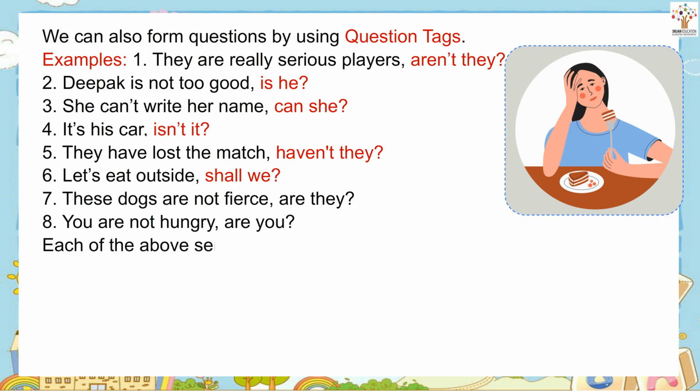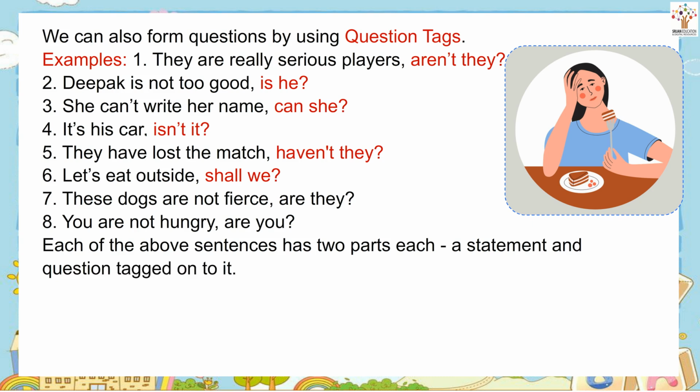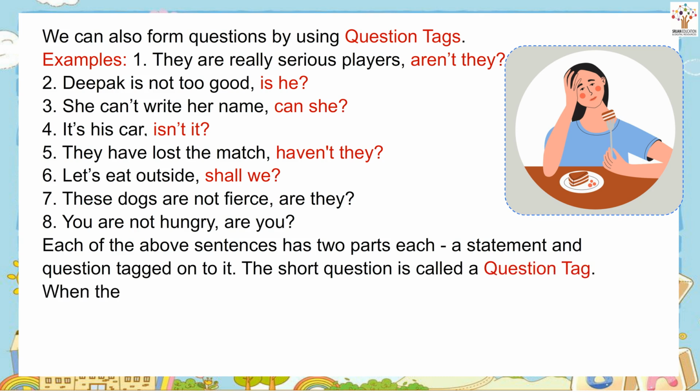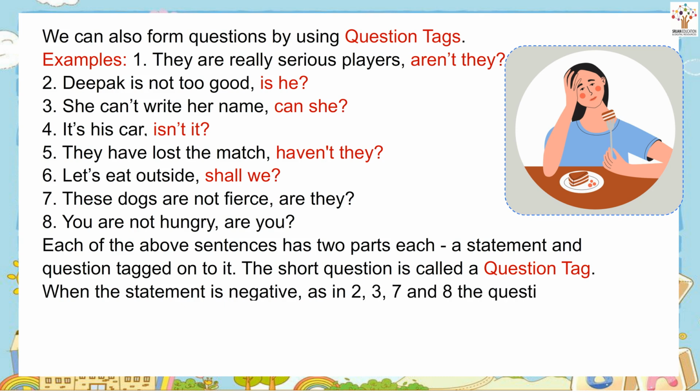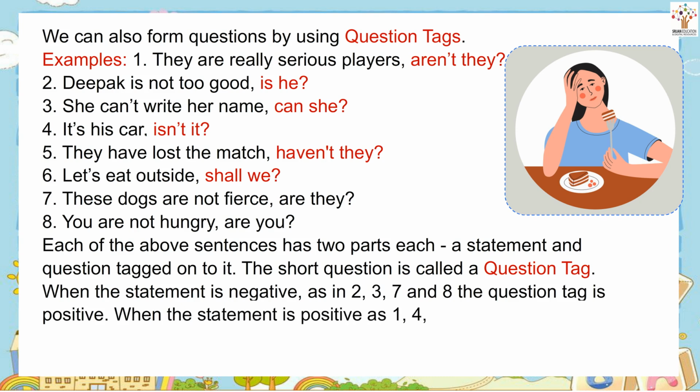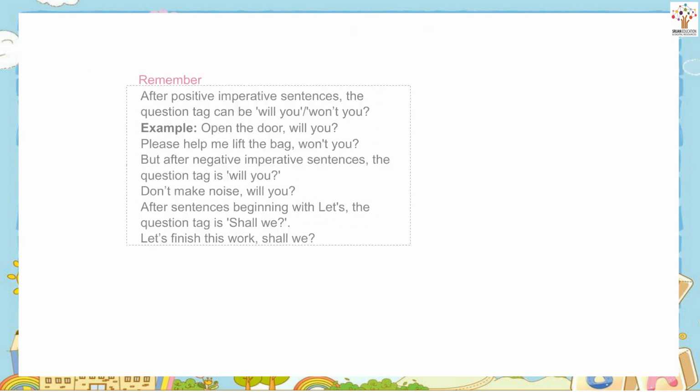Each of the above sentences has two parts, each a statement and a question tagged on to it. The short question is called a question tag. When the statement is negative, as in 2, 3, 7 and 8, the question tag is positive. When the statement is positive, as 1, 4, 5 and 6, the question tag is negative.